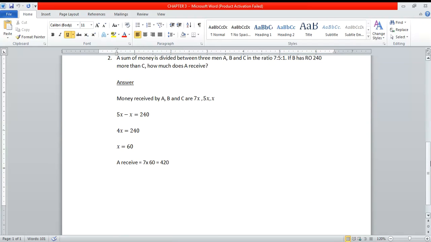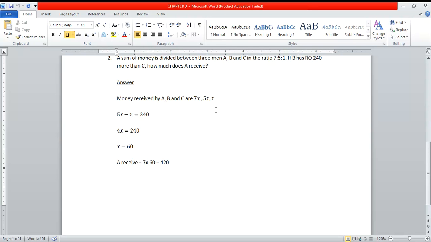Now we will discuss another type of question from the same chapter. A sum of money is divided between three men, A, B, and C, in the ratio 7 is to 5 is to 1. If B has 240 Oman Riyal more than C, then how much does A receive?